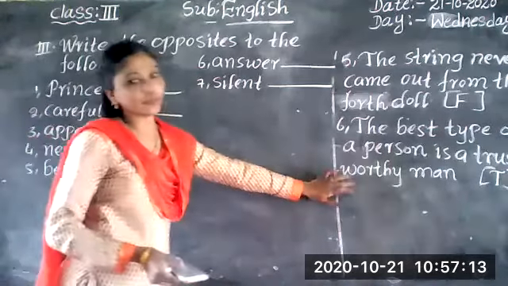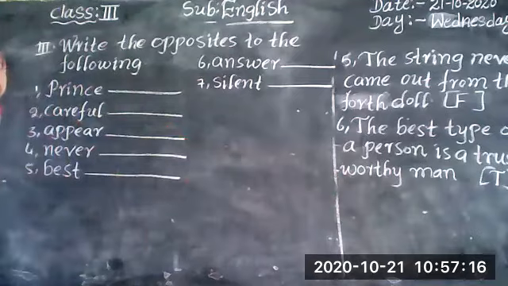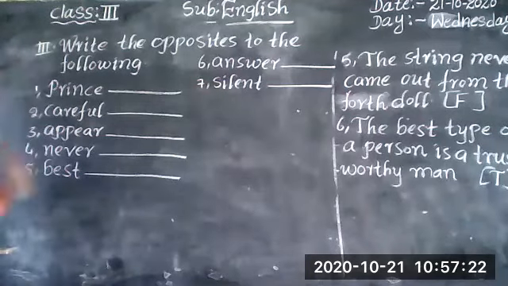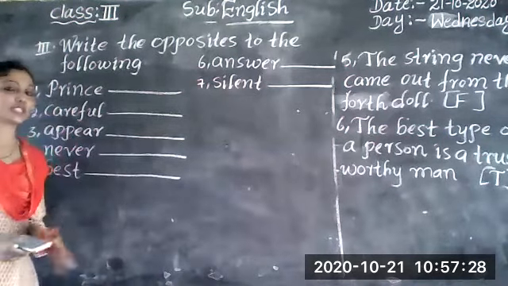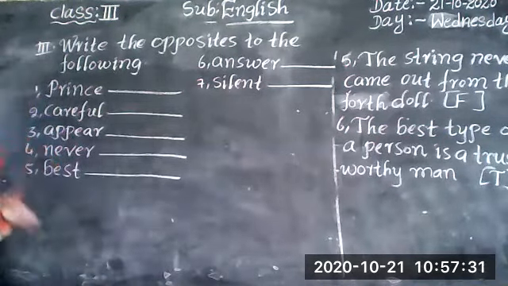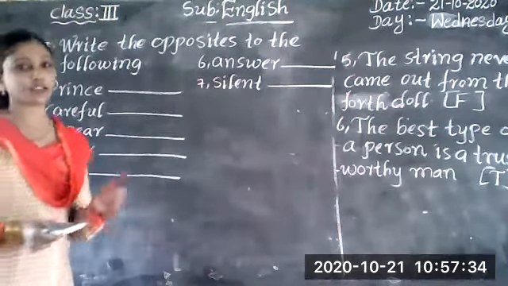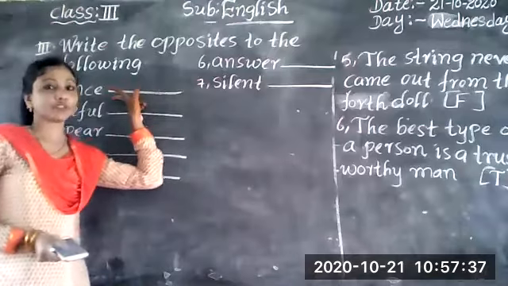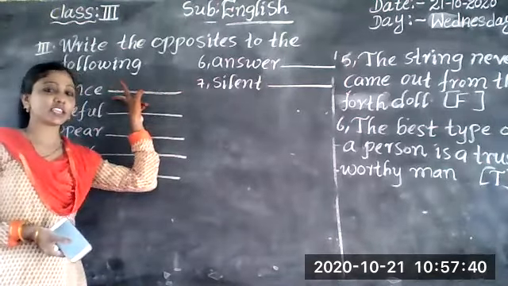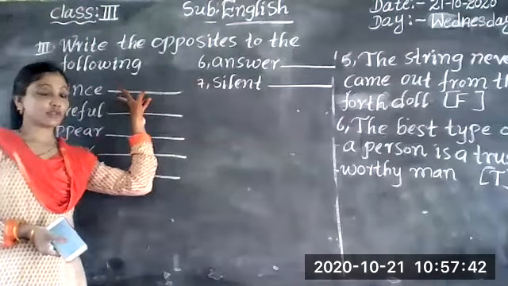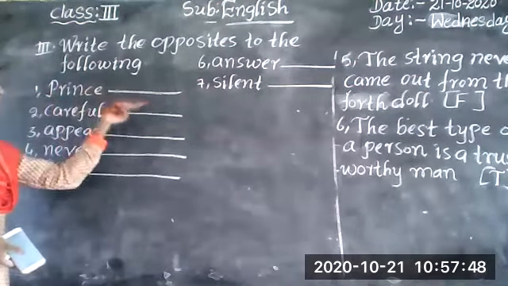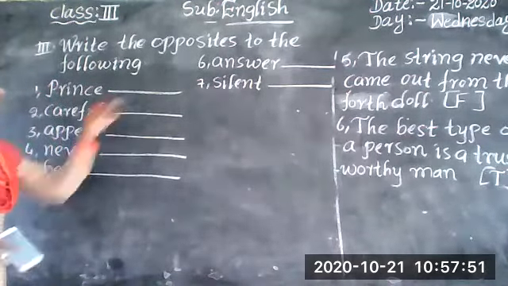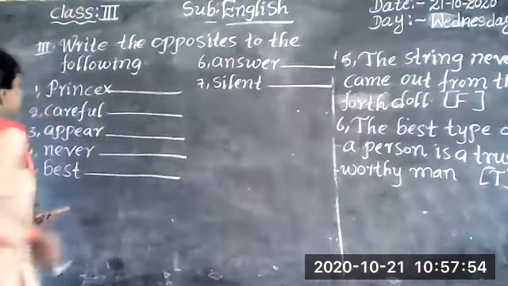Listen here. Some words are given, and we have to write the opposite words. So what is the opposite of prince? Prince means son of a king. The daughter of a king we can call princess. So here the opposite of prince is princess.